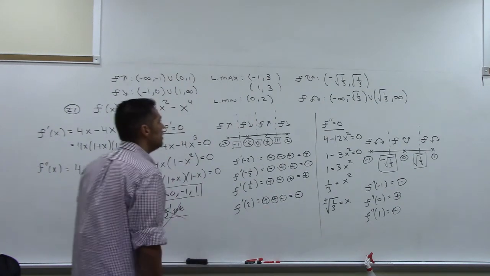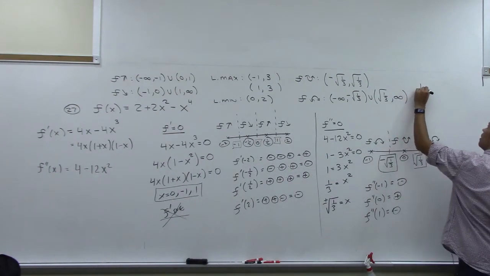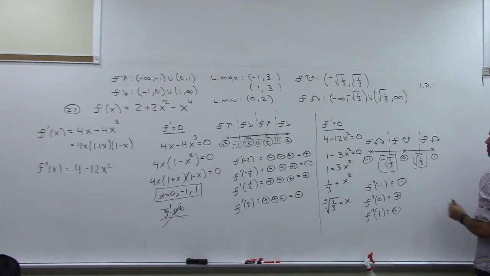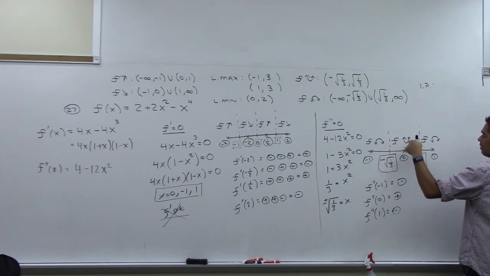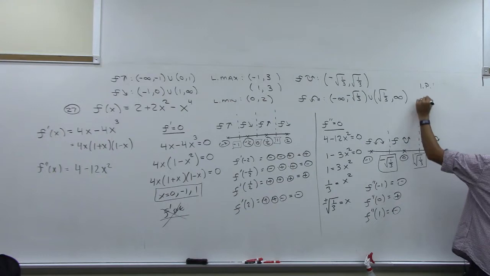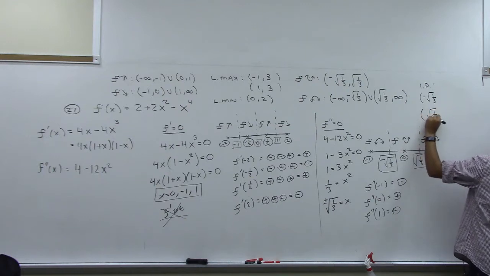All right, inflection point. I have an inflection point anywhere I see a change in concavity. So I see an inflection point here and here, because I go from concave down to concave up, and then from concave up to concave down. So I have 2 inflection points. One of them is at negative root 1/3. The other one is at positive root 1/3.